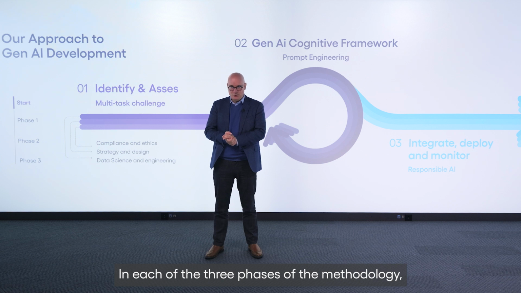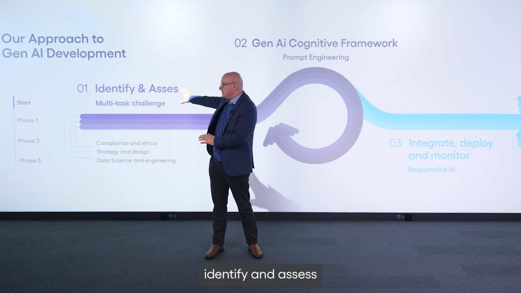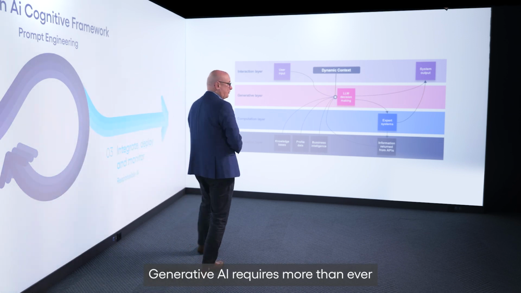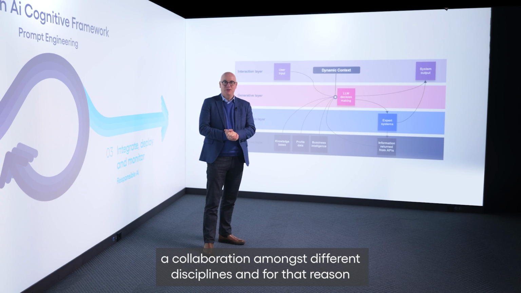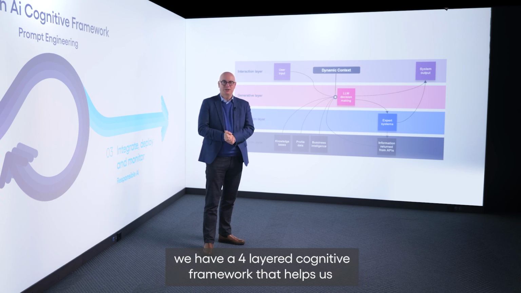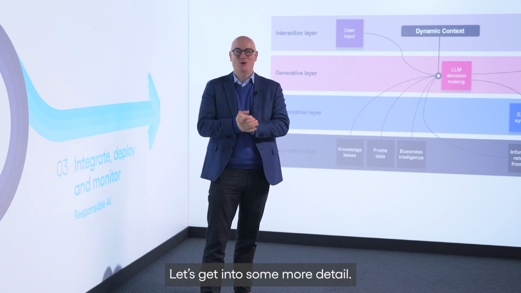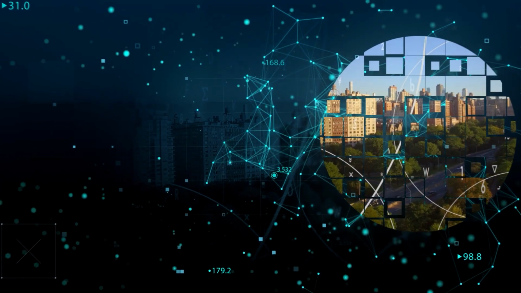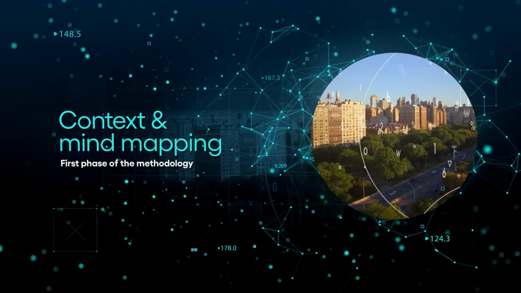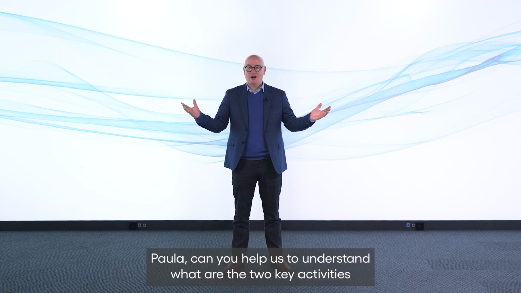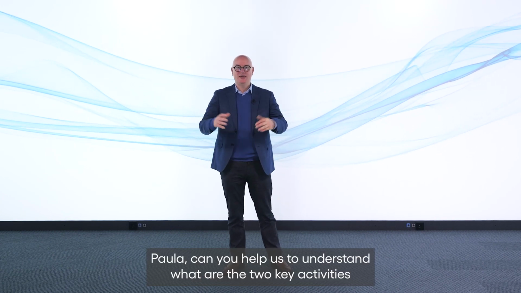In each of the 3 phases of the methodology, identify and assess, experimentation and production, the 3 value streams play an important role. Generative AI requires more than ever a collaboration amongst different disciplines. And for that reason, we have a 4-layered cognitive framework that helps us to architect and operate in an efficient way. Let's get into more detail. Paula, can you help us understand what the 2 key activities are in the use case identification?